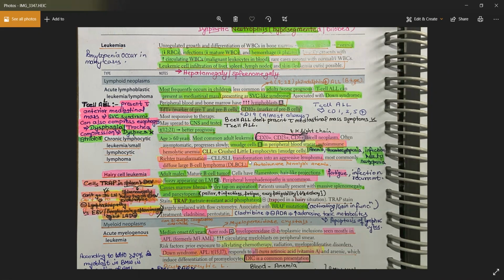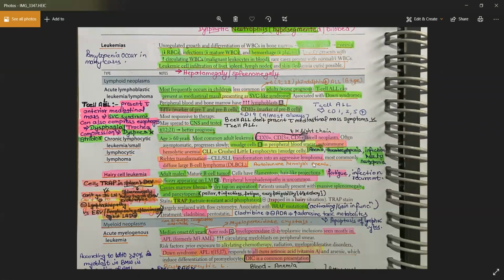Yes. Then comes the hairy cell leukemia. The one thing you need to remember is the TRAP. These cells are also TRAP positive. These are found in the adult males. It is a B cell tumor. The cells will have hairy projections, and that's why the name hairy cell leukemia, of course.